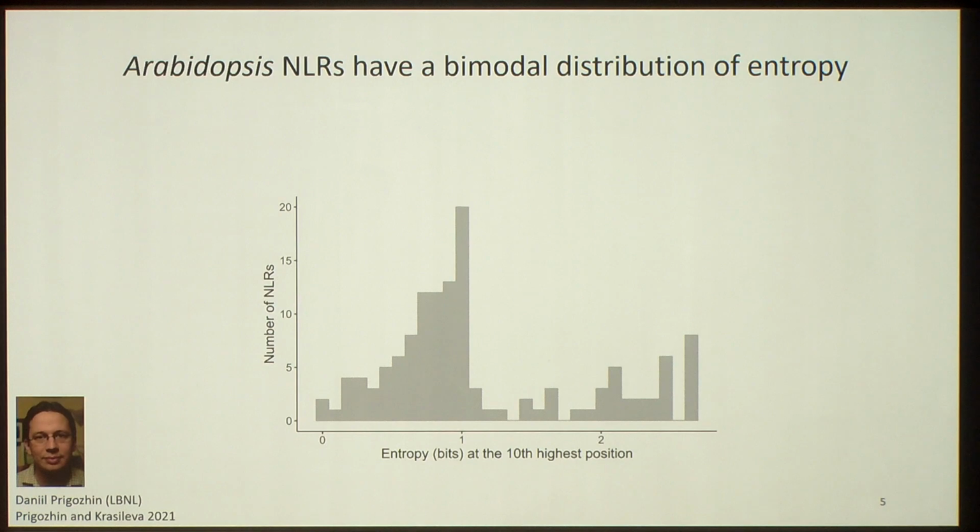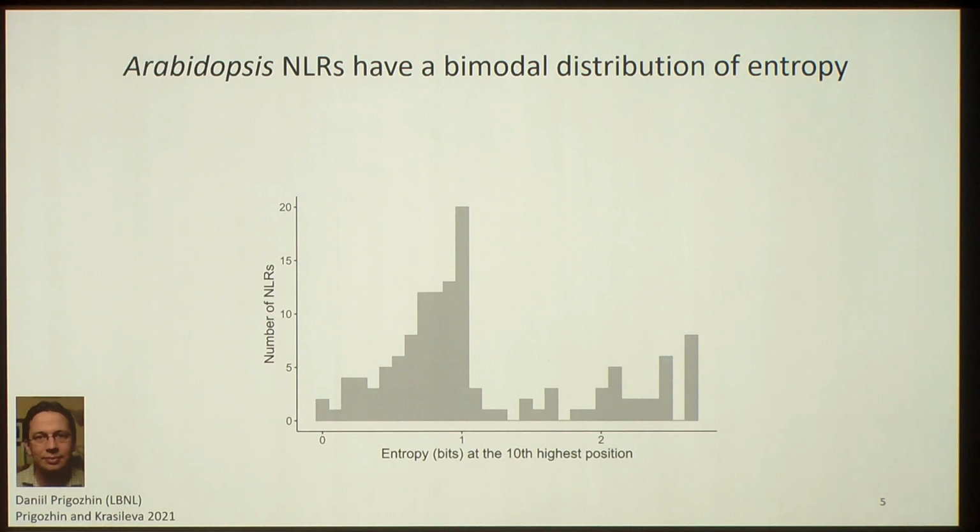And here I'm plotting entropy at the 10th highest position of an alignment versus the number of NLRs. And we chose this 10th position to capture these proteins that have multiple amino acid sites with very high diversity. And this is our distribution in Arabidopsis, the model plant. And as you can see, it's a bimodal distribution.